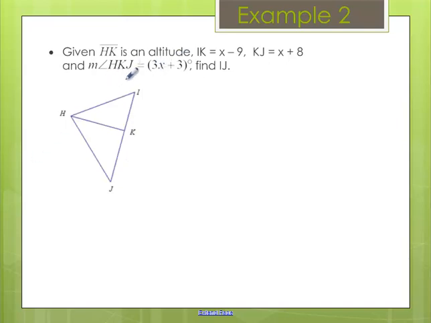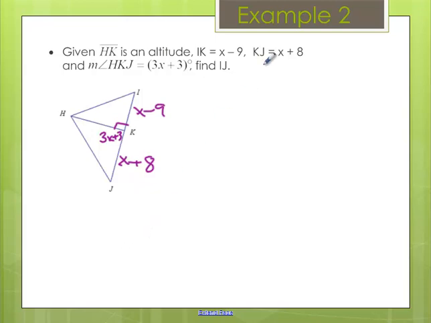So now let's look at this one. HK is an altitude. Think about what altitude tells you. Altitude tells you right angle. We know IK is x minus 9. We know KJ is x plus 8. And we know HKJ, this angle right here, is 3x plus 3.